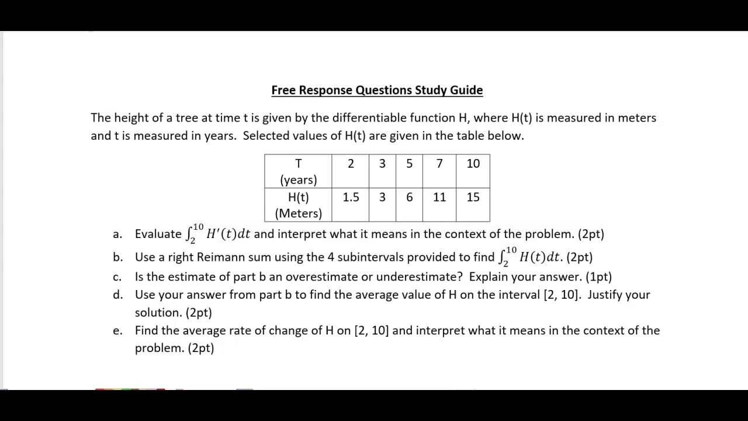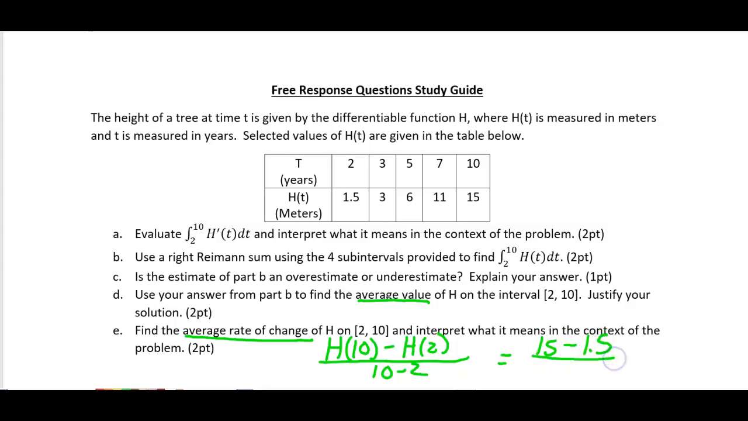All right, guys, so we're going to take a look at part E. Now, in part E, we're being asked to find the average rate of change. Now, that looks a little bit similar to the average value, but they are different things. So to find the average rate of change, we're going to do the old slope formula here. So that would be h of your final value minus h of your initial value divided by the difference of those two inputs. Okay, so h of 10 is 15, h of 2 is 1.5, 10 minus 2 is 8, and then we're going to go ahead and simplify that.